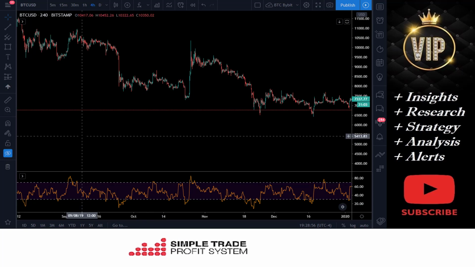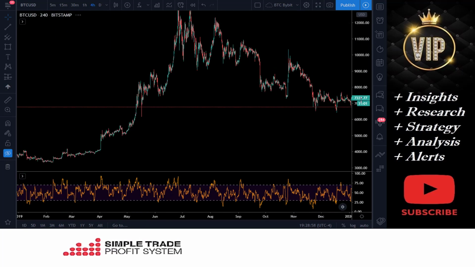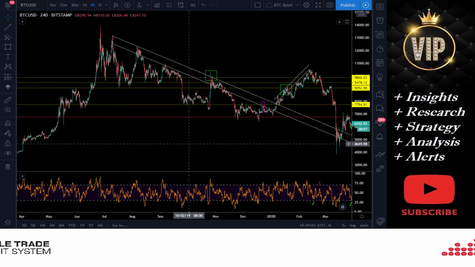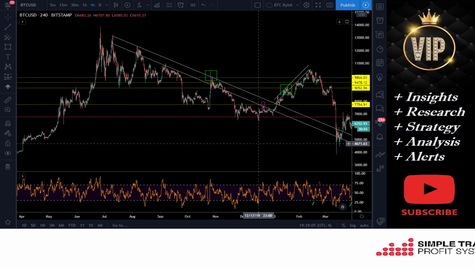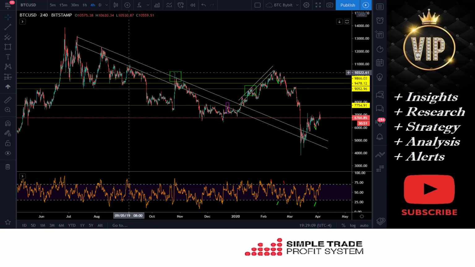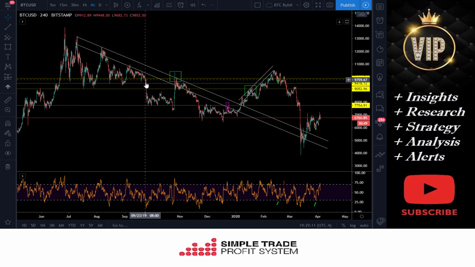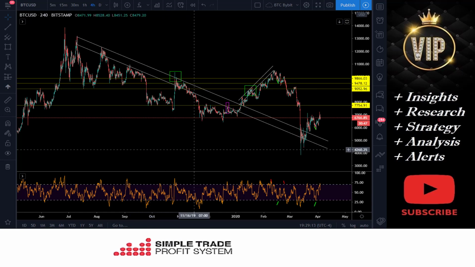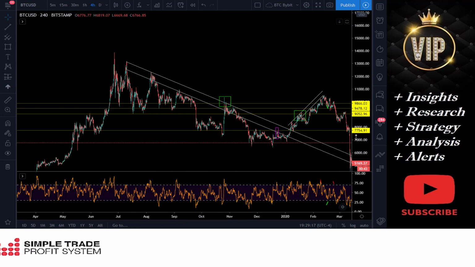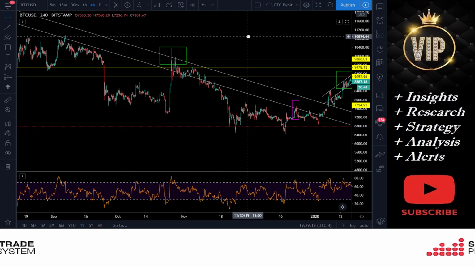So I have some trend lines that I've already plotted on here. I'm not going to walk through showing you how to do that because we've already done that. So I've drawn some trend lines here. I've drawn a couple right here, and I've plotted a few support and resistance areas. So these squares I got here are areas that I want to focus on.